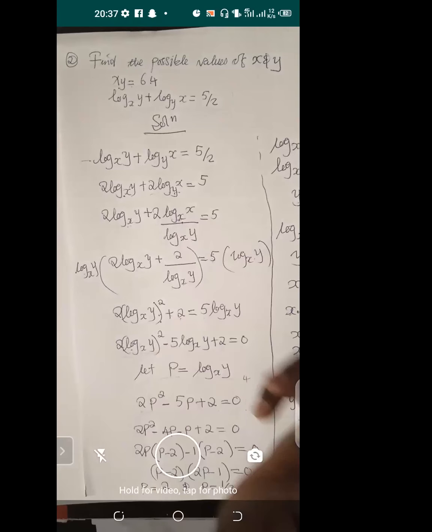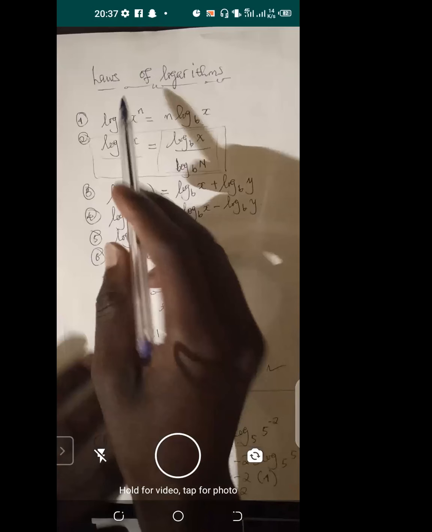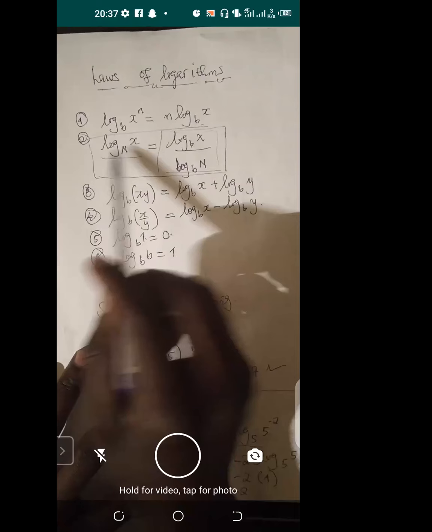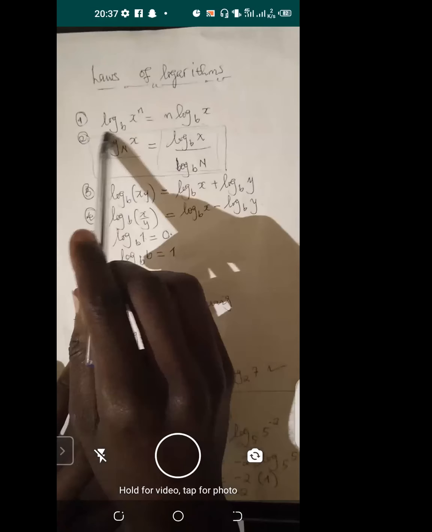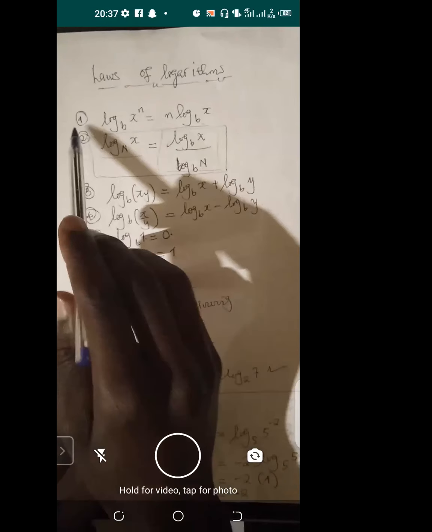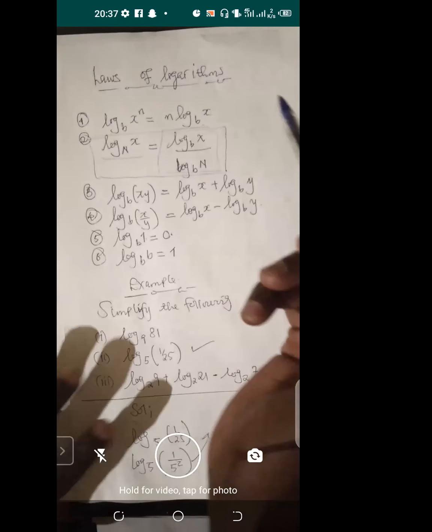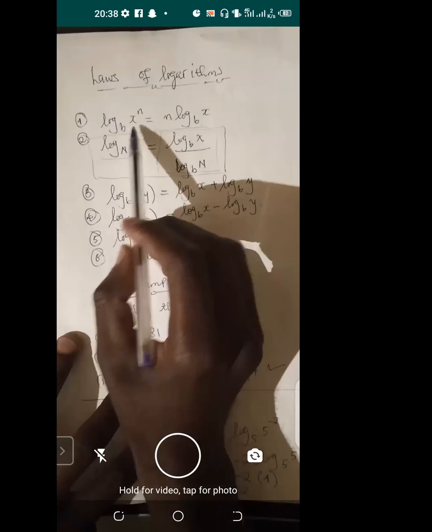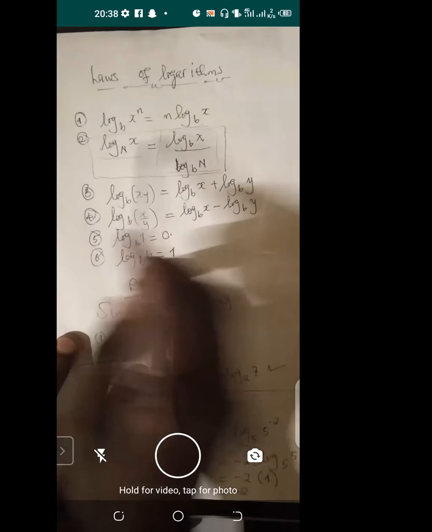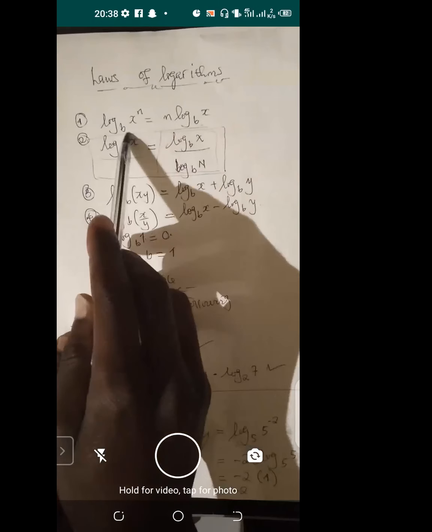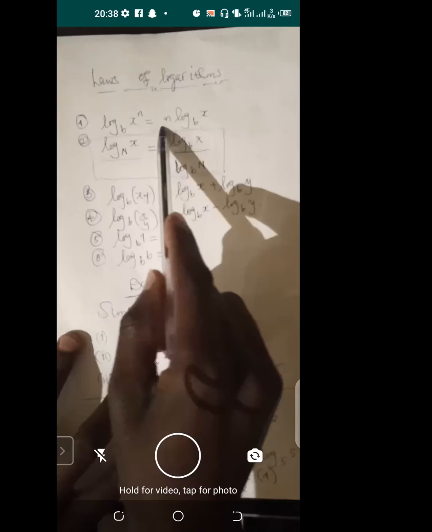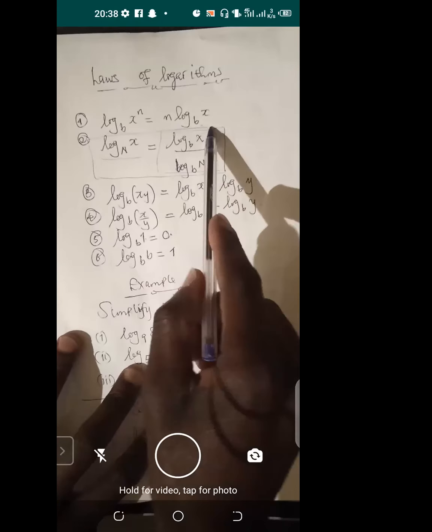There are some laws of logarithms, guys. So I'm sure you know this. This is the rule we use in simplifying. We have the first one here, which says, oh, it's already 30 minutes. We're supposed to meet for 30 minutes. So we have the first rule, the one we've been using. When you have an expression of such form, then that n can be multiplied by this. So you just bring the n there and multiply it there.